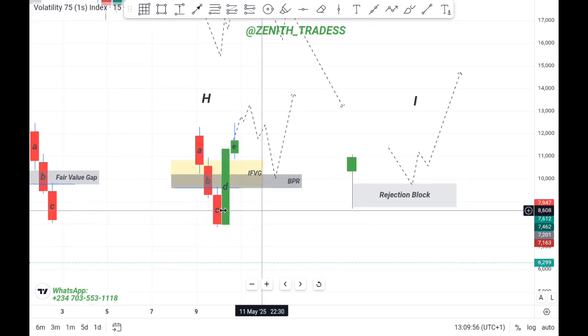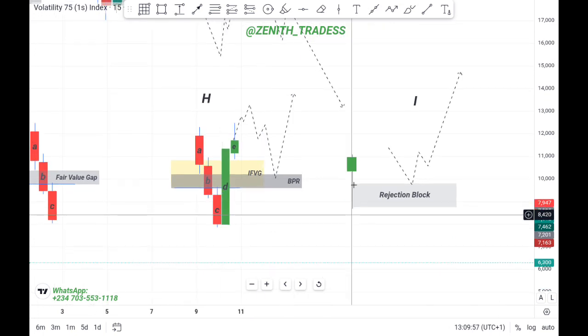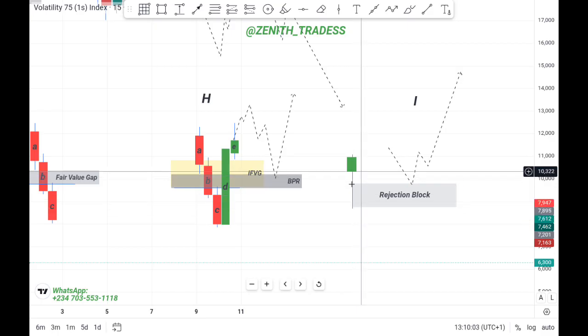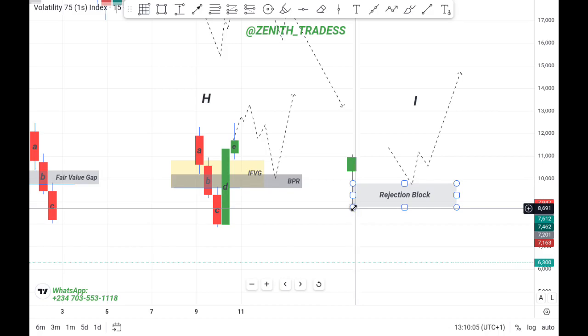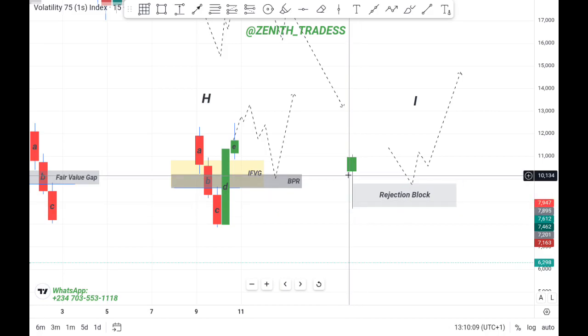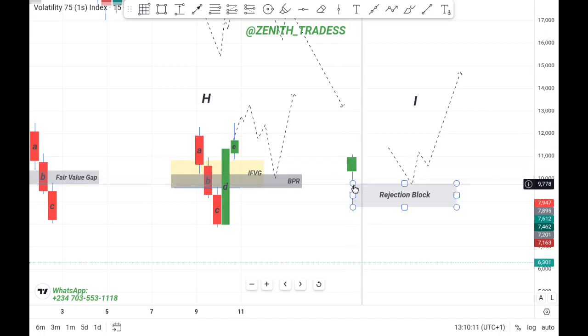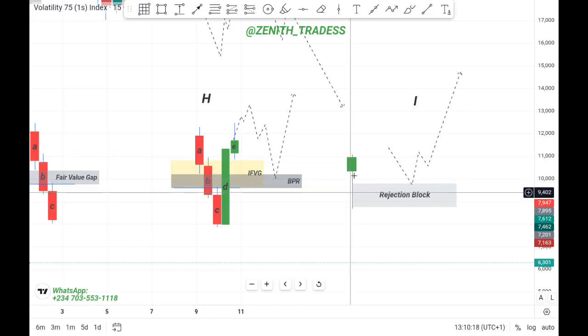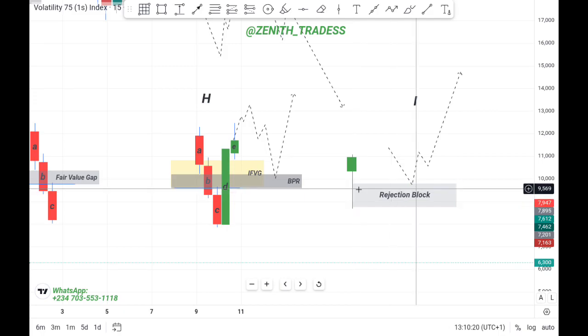So this is a rejection block. A rejection block is just a doji candle, right? You can see this candle opens here, but first of all goes down to this very low before buyers actually troop into the market and push it higher. So you can see the wick is bigger, or wider, than the body. So it means the buying pressure is strong, creating a rejection block.